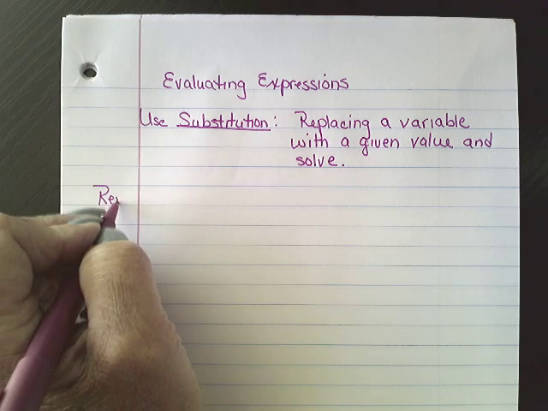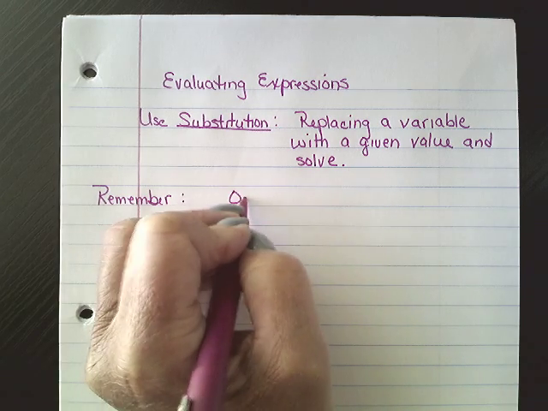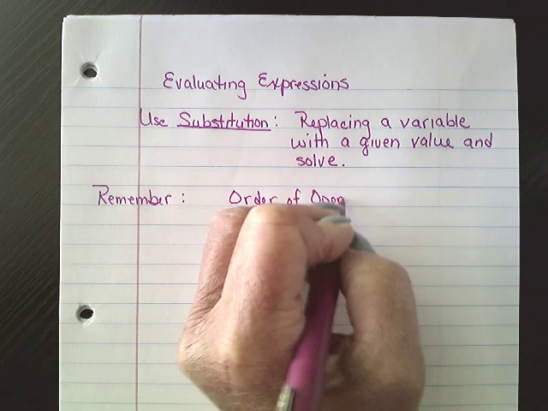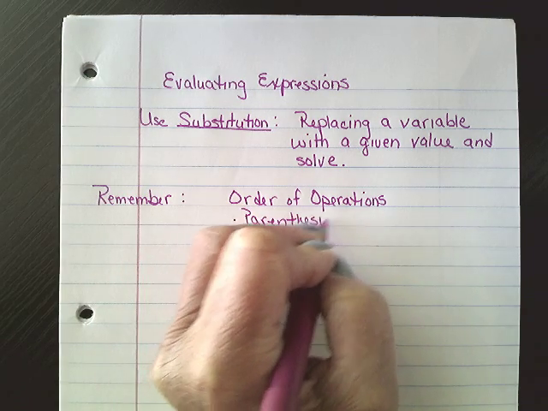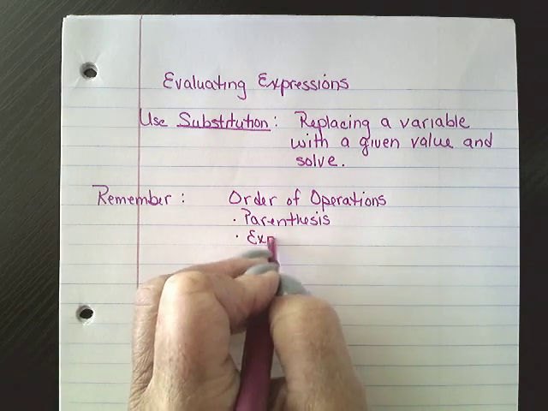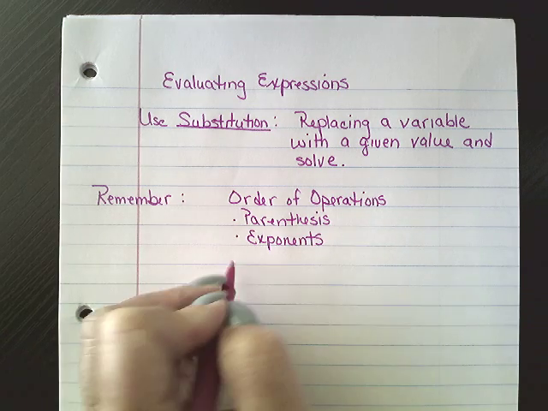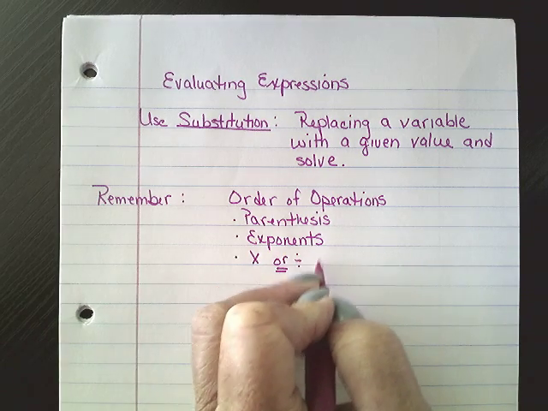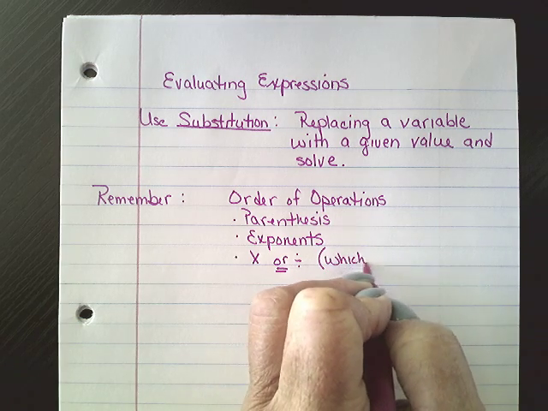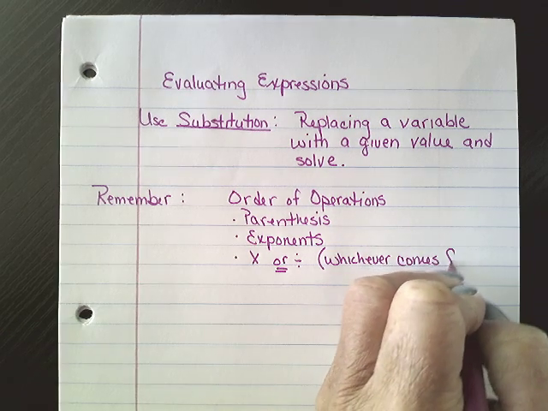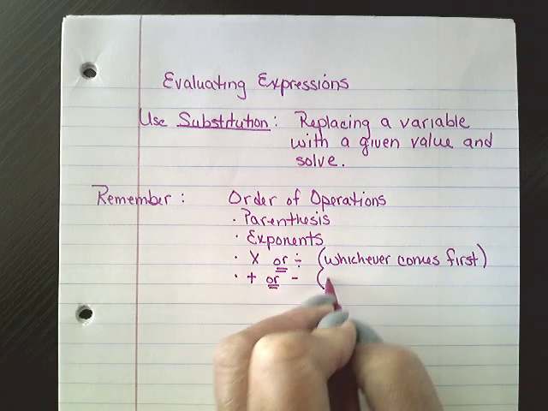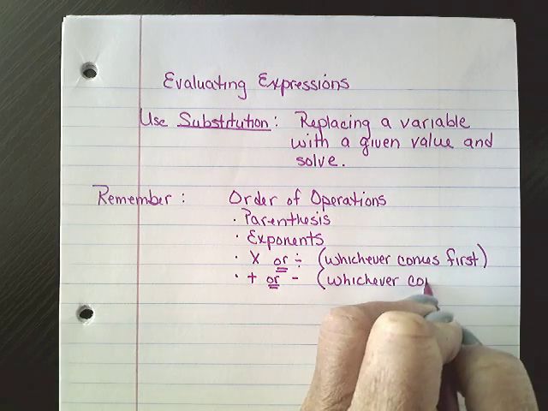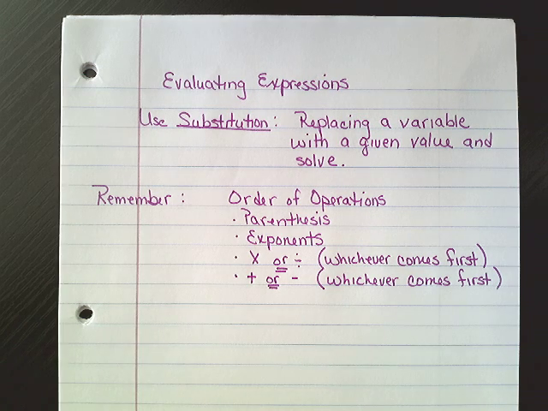Now I want you to remember, as we are getting ready to do these evaluating expressions, remember your order of operations. You will need to use those when we are evaluating expressions. So we always do the parentheses first. After parentheses comes exponents. Then it would be multiplication or division. And if you can remember, it's whichever comes first. And then the last step would be addition or subtraction. Again, whichever comes first. Okay, so you need to remember your order of operations as we are working through evaluating expressions.